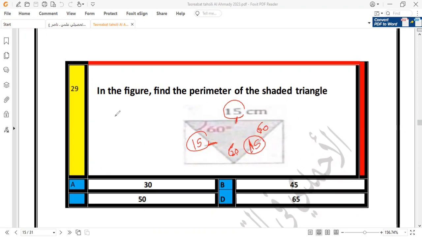How to find the perimeter of any triangle or any shape? You have to find the sum of the surrounding sides. It's going to be 15 plus 15 plus 15. It's going to be 3 times 15 equals 45. Okay, it's going to be 45.